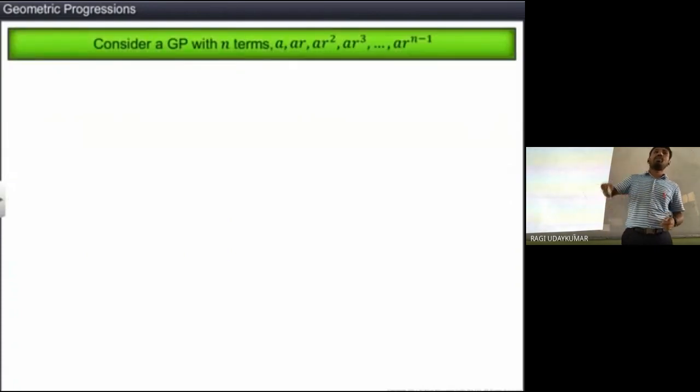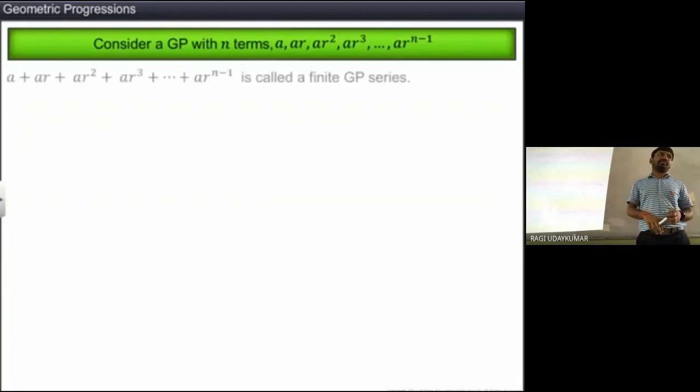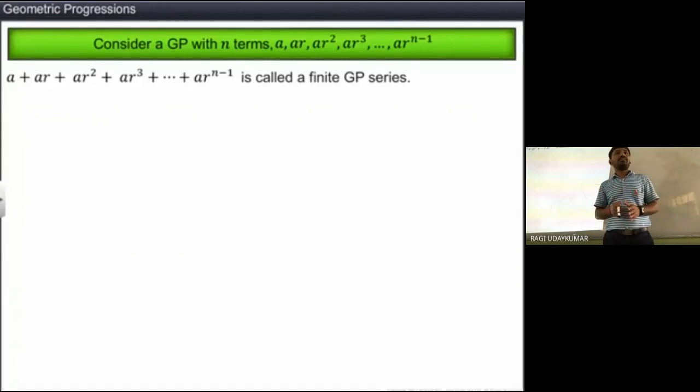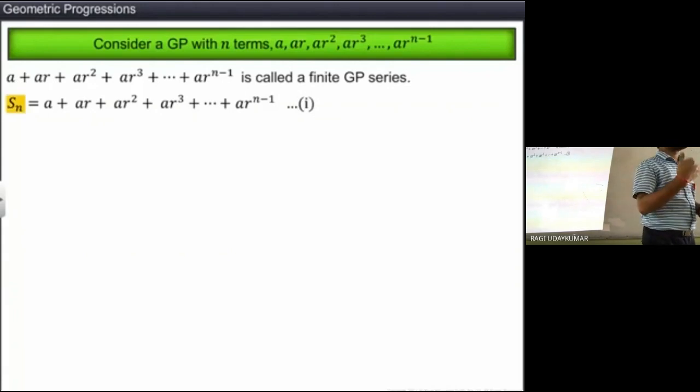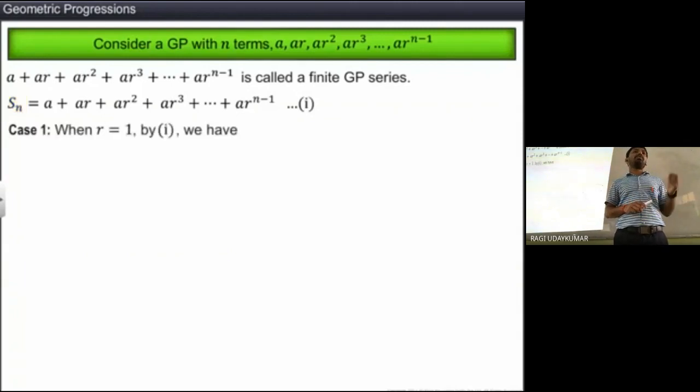So consider the geometric progression with n terms: a, ar, ar square, up to ar to the power of n minus 1. If you are adding all these terms, it is a finite geometric progression series. Now we are going to find the sum of the n terms. It is denoted by Sn. When we add everything, we get Sn. Now to get the sum of the n terms, consider the value of r.